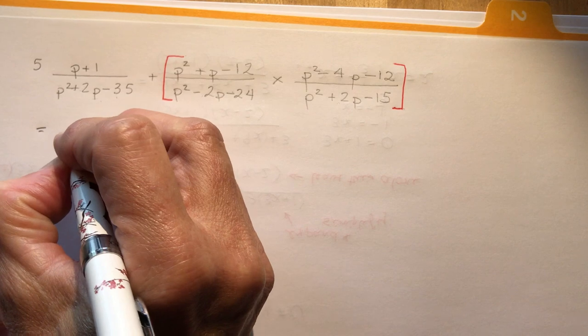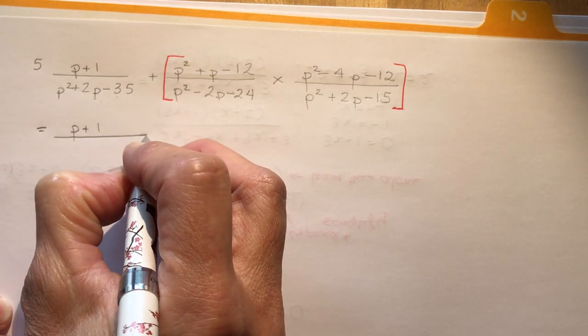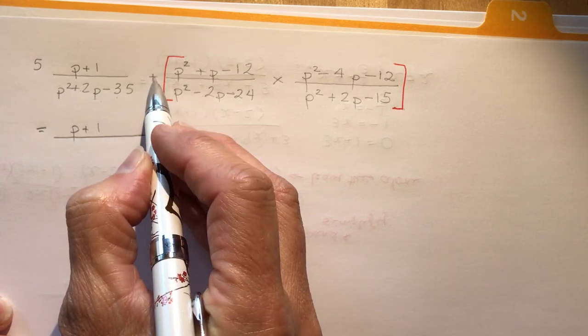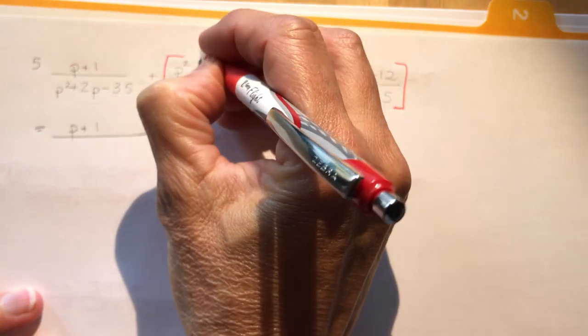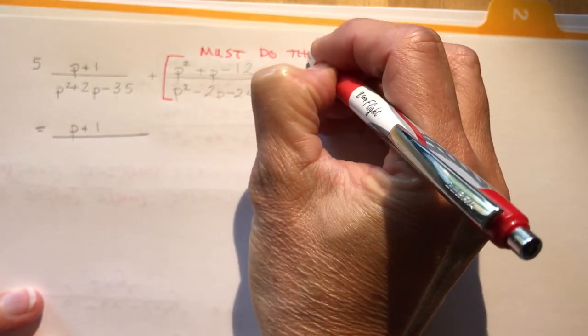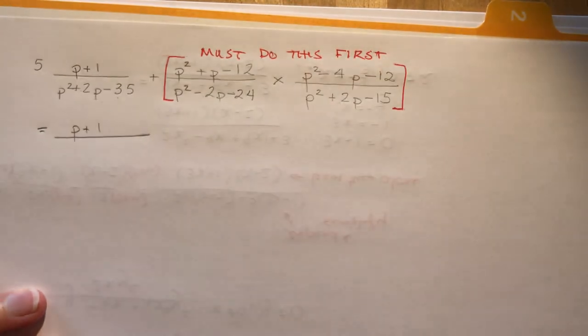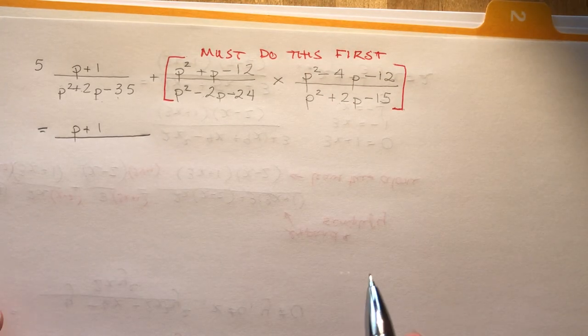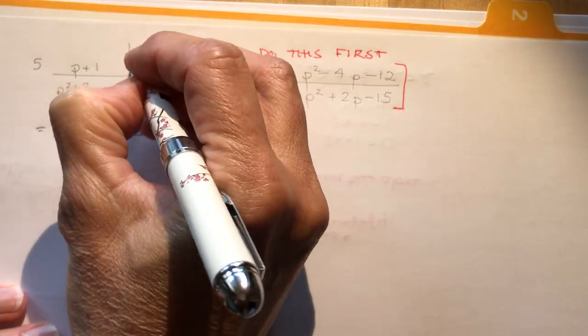So let's leave this one as it is in the top, but we're going to factor it because we're going to have to anyway when we go to add after we've done this. So you must do this first. Order of operations, BEDMAS. Remember brackets, exponents, division, multiplication, addition, subtraction. So this is going to be your last operation.